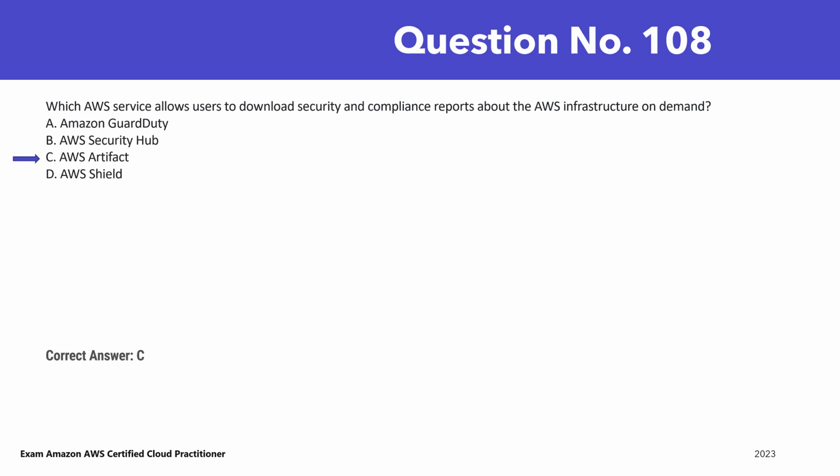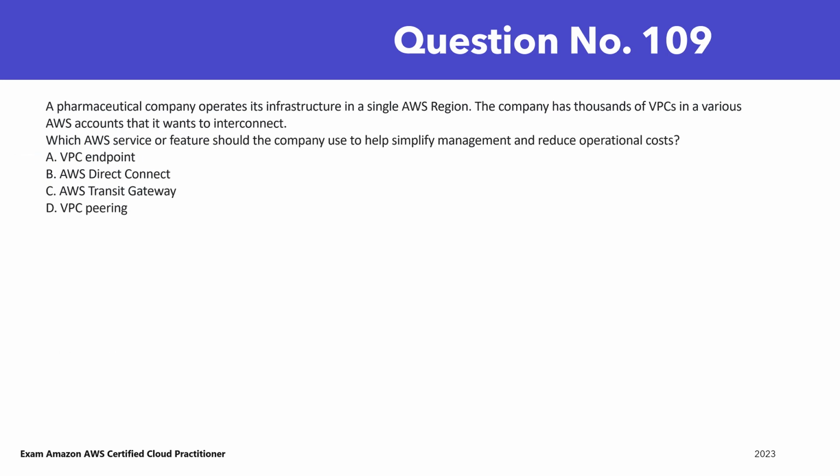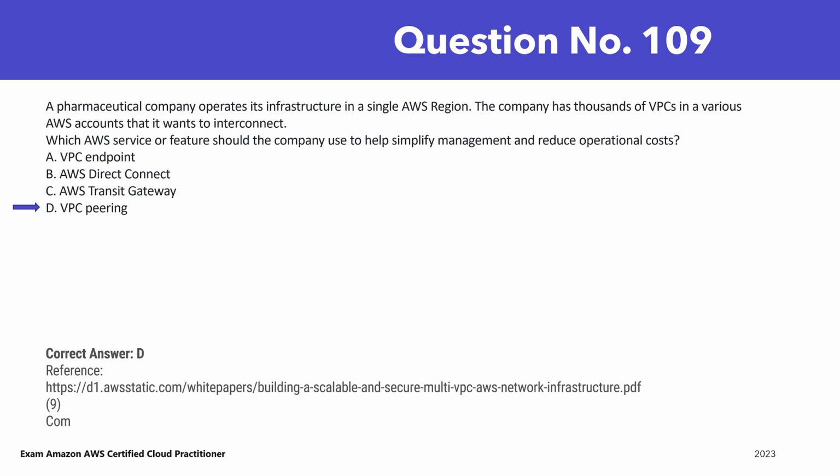Correct answer, C. A pharmaceutical company operates its infrastructure in a single AWS region. The company has thousands of VPCs in various AWS accounts that it wants to interconnect. Which AWS service or feature should the company use to help simplify management and reduce operational costs? A. VPC Endpoint. B. AWS Direct Connect. C. AWS Transit Gateway. D. VPC Peering.